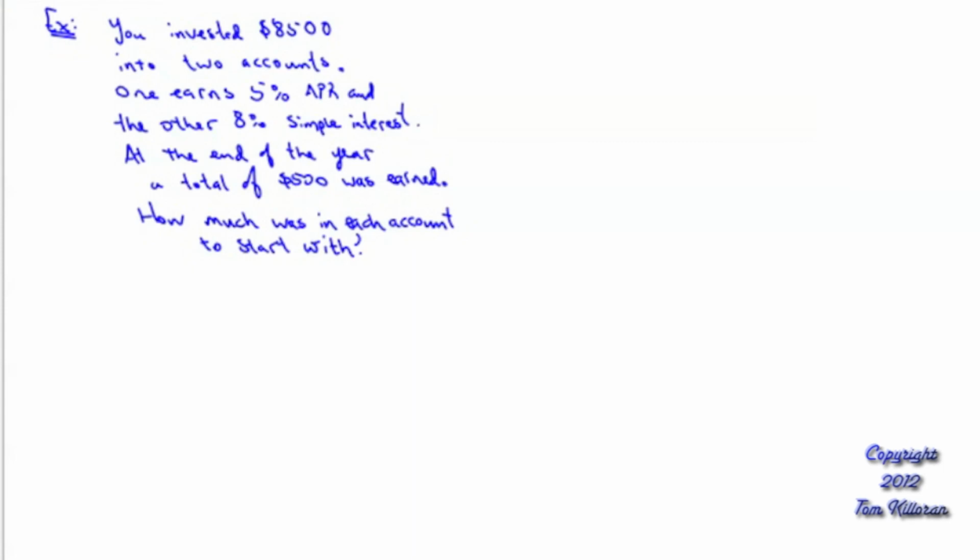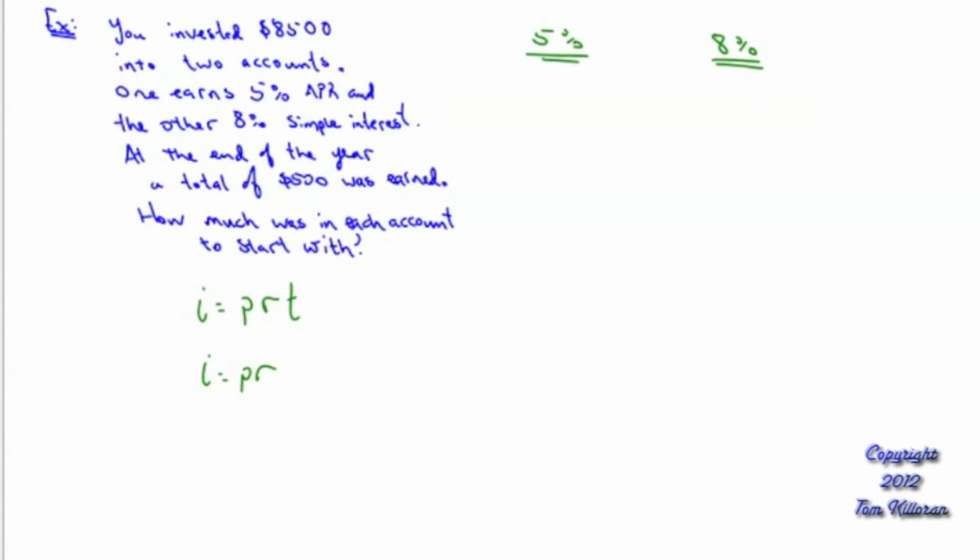I equals PRT. T in this case is equal to 1, because it's only for 1 year. So technically the formula for us is I equals PR. Interest equals principal times rate. Principal being how much money you put into each one of these accounts. So we have two accounts, a 5% account and an 8% account, and we're going to split our money into these two accounts.